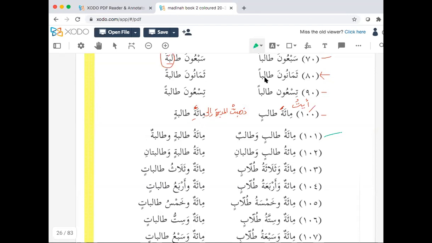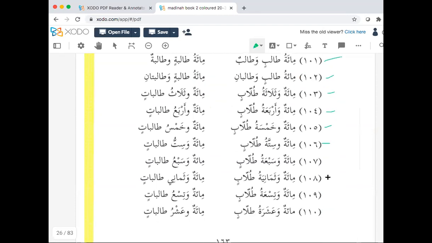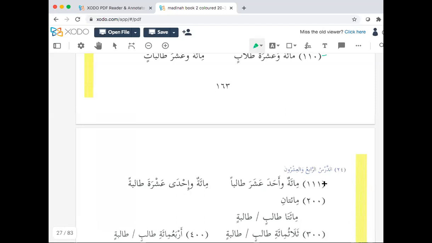Alaykum salam. Abdul Kareem is 101. Abdullah Khalil 102. Abu Hassan 103. Abu Maymoon 104. Adil 105. Bilal 106. Habib 107. Ilyas 109. Numair 110. Sadiq 111. And Zaid.